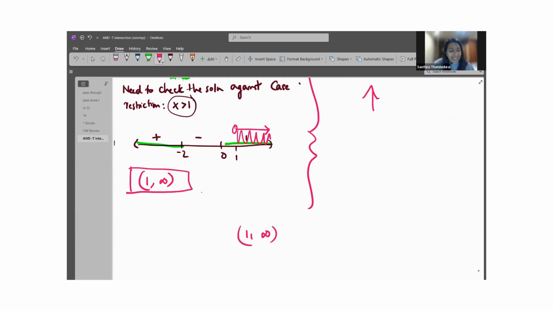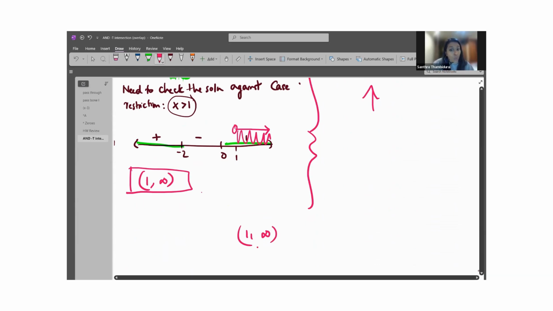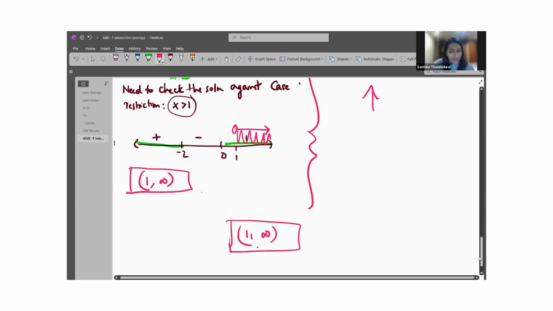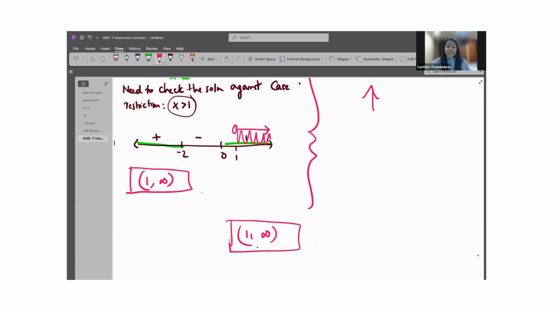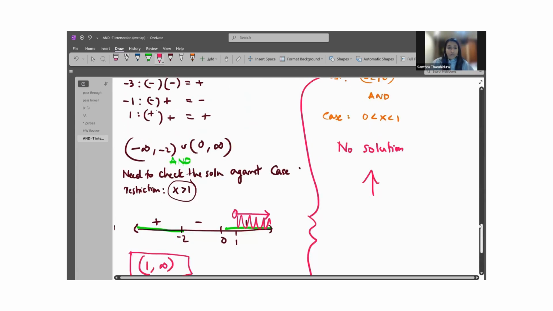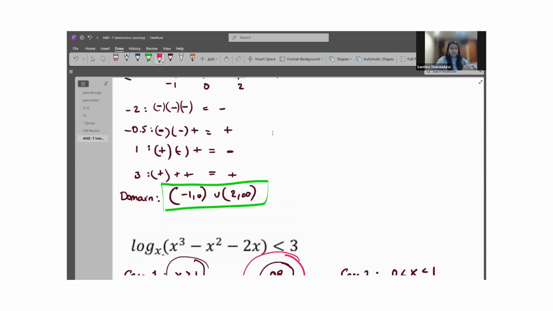But now I need to compare this with my domain. This is my answer for the two cases, but now I need to compare this with my domain using an and inequality. So my domain was this.